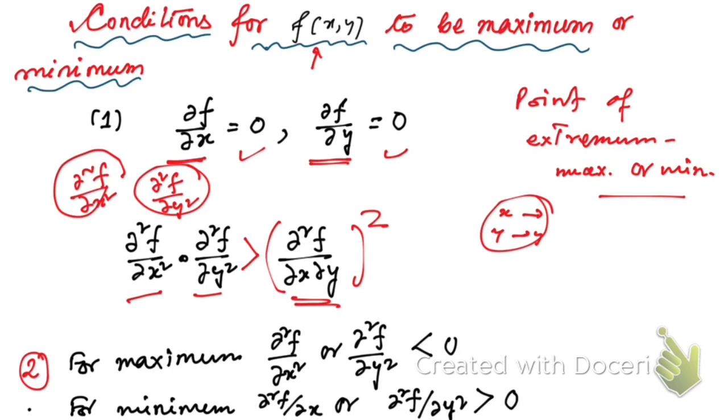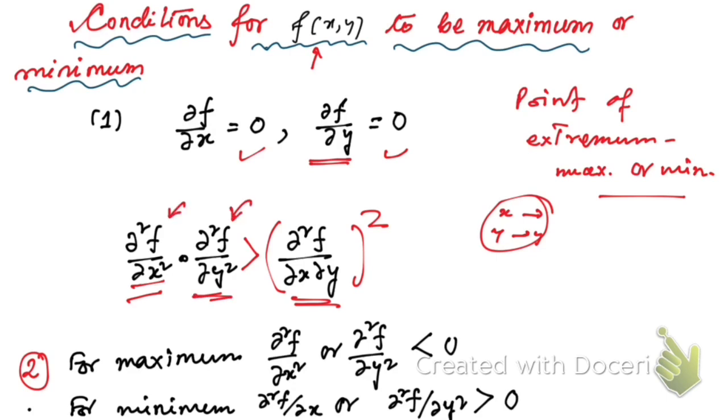you have to determine all these three. That means you have to find the second order derivative of f with respect to x, the second order derivative of f with respect to y, then the second order derivative of f with respect to x and y. Then you have to put in the values of x and y from the point that you obtained by solving these two equations. If this condition is satisfied, then the point that you have obtained by solving these equations is the point of extremum.